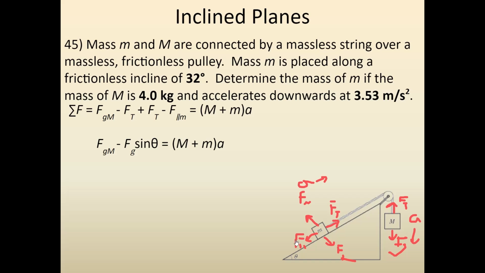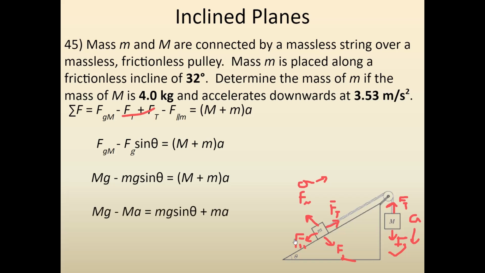This F parallel is going to be down in the opposite direction, making it negative. So these tensions cancel out, and we end up getting F_G of the big mass minus the parallel component of the little mass equal to the sum of the masses times a. So combining in our equations, simplifying it, we end up getting this, because we're solving for a little m, so we have to be careful.